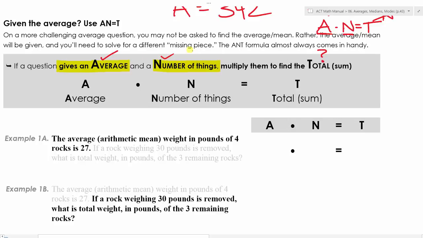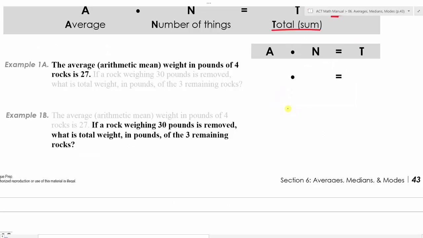So the average and the number will be given, and then the total will be the unknown piece, and in order to produce that total, I simply find the product of the average and the number of things, and that will give me my total or sum. And it is this piece of information that will likely be key to solving the tougher average question. So let's take a look at example 1a, just the bolded portion here.